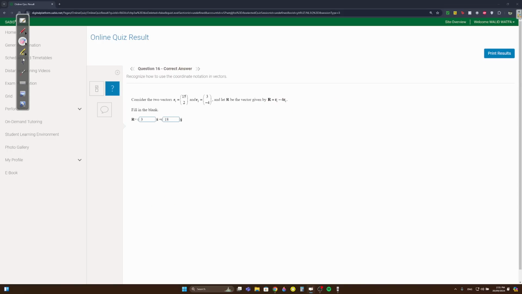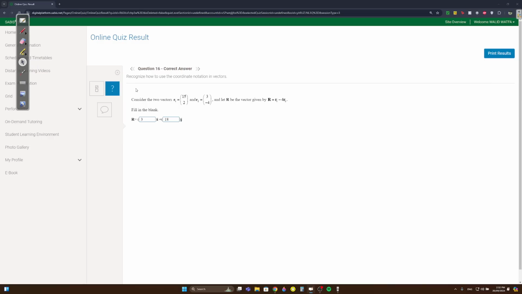Question 16. So you have vector R1 and R2, and we want to do R1 minus 4R2. So it's going to be 15, 2 minus 4 times 3, minus 4. Let's distribute. You can just do minus 4 times this, or keep it as minus minus and then 4 times. I'll just distribute minus 4. Let's work mathematically. Minus 4 times 3 is minus 12. Minus 4 times minus 4 is 16. 15 minus 12 is 3. 2 plus 16 is 18. So 3i plus 18j.